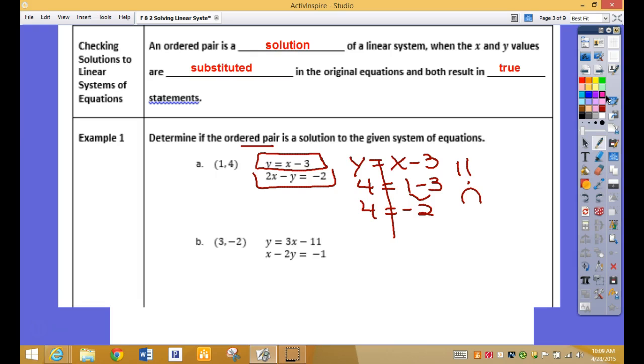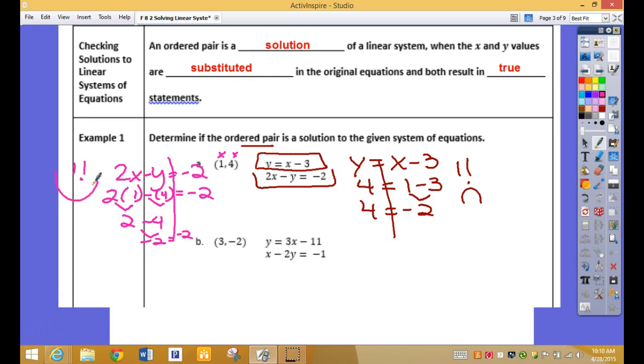Let's try the other one. Does it work in this one? 2x minus y equals a negative 2. What does 2x mean? 2 times x. Good. And what's x? 1. Minus, what's y? Minus 4. Does that equal a negative 2? Yes. What is 2 times 1? 2. And then we have minus 4. 2 minus 4, negative 2 equals a negative 2. Well, it works in that one.